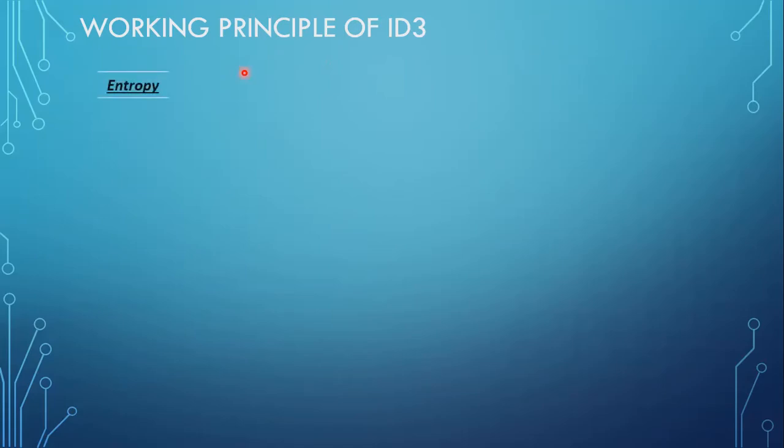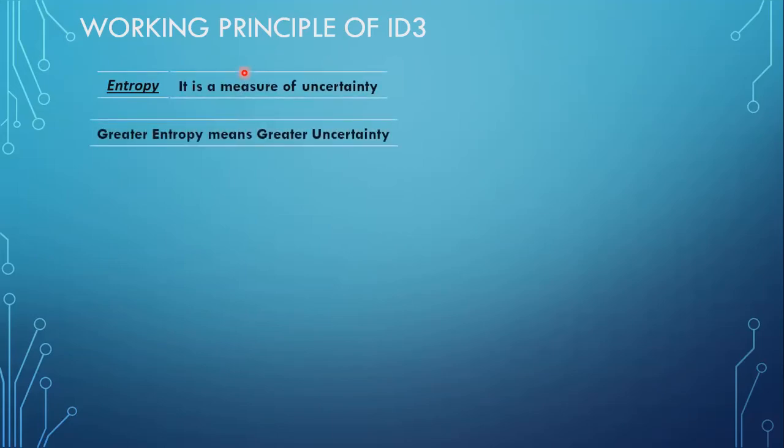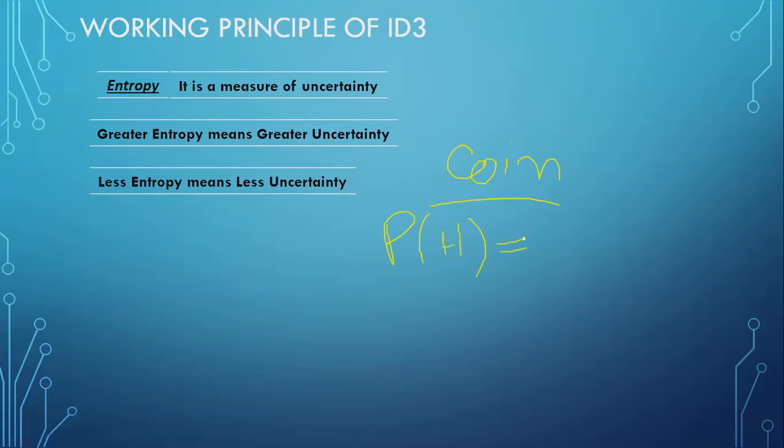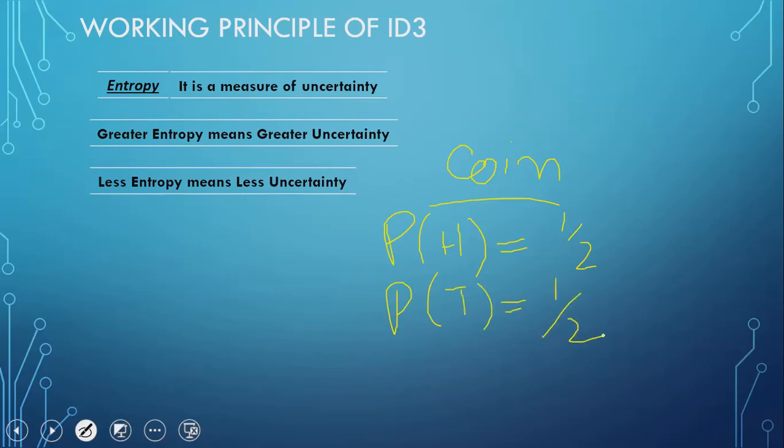Okay, so as you may know, entropy is a measure of uncertainty. That is, greater entropy means greater uncertainty, and less entropy means less uncertainty. In order to understand entropy better, let's consider that we want to toss a coin. The probability of getting a head is equal to 1/2, and the probability of getting a tail is equal to 1/2. Both these events are equally likely. So in this case, there are 50% chances that we will get a head, and there are 50% chances that we will get a tail.